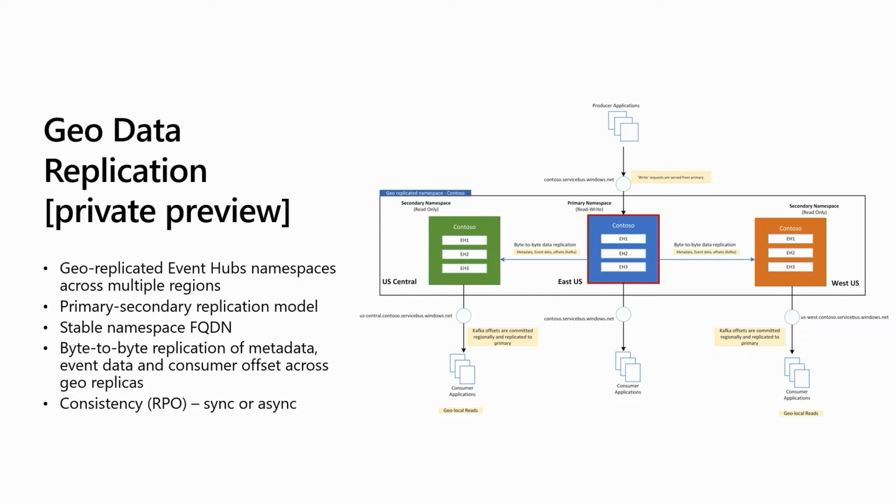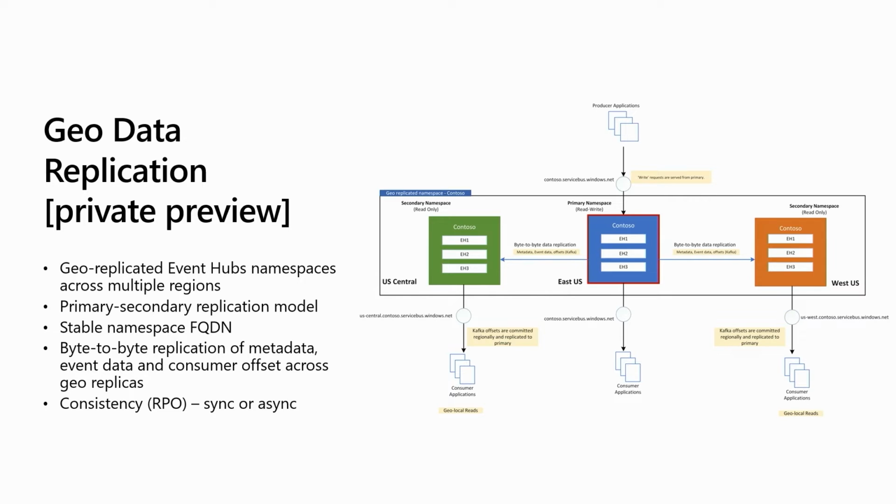The geodata replication will go not only to a secondary, but can have multiple secondaries. So you can have multiple secondaries all around the world. We'll have a stable namespace so that you can talk to one FQDN, and when you switch over from a primary to secondary, that FQDN won't change. So that means your clients can consistently talk to that namespace without having to be affected by a state change between those primaries and secondaries.